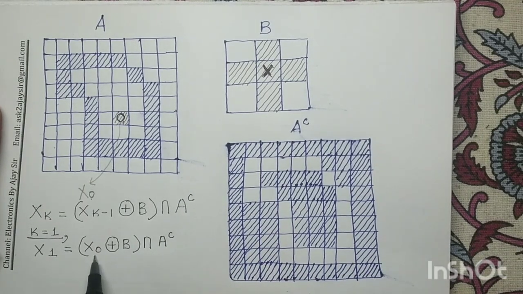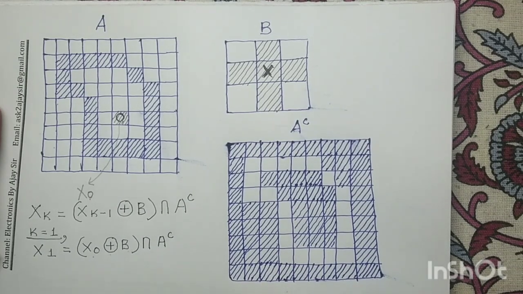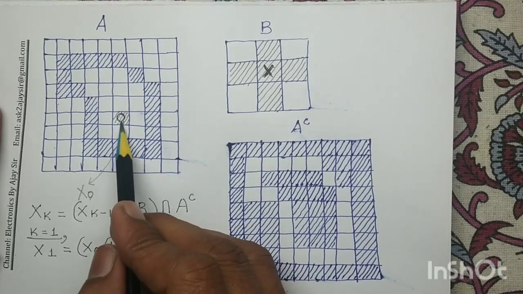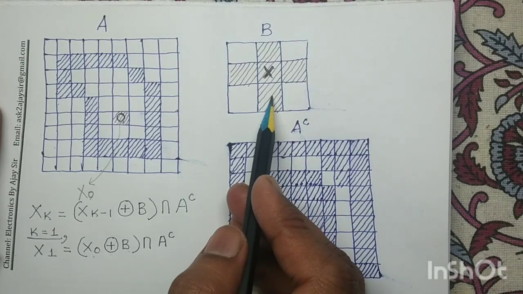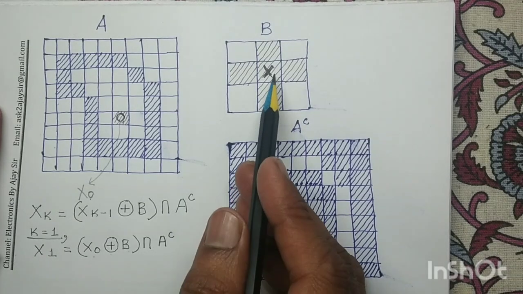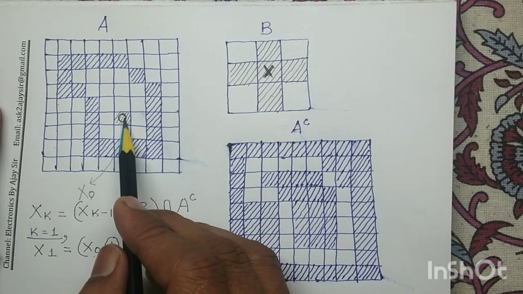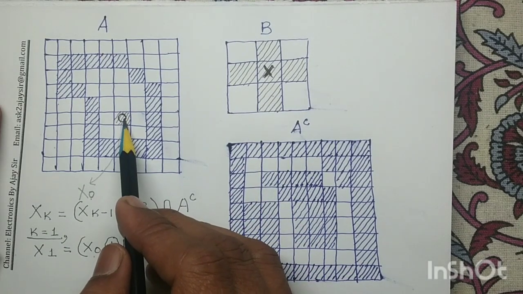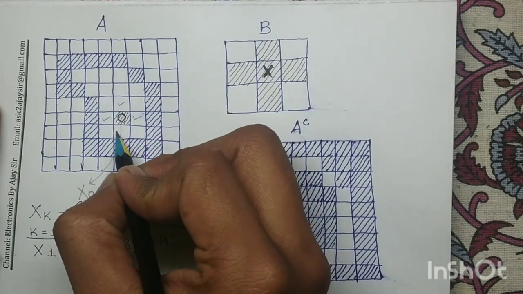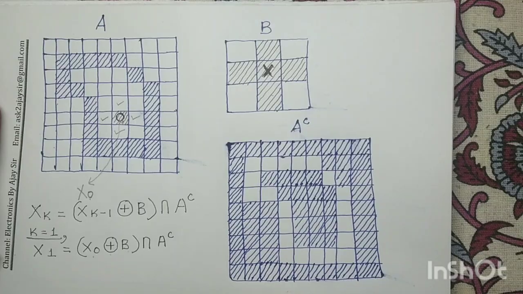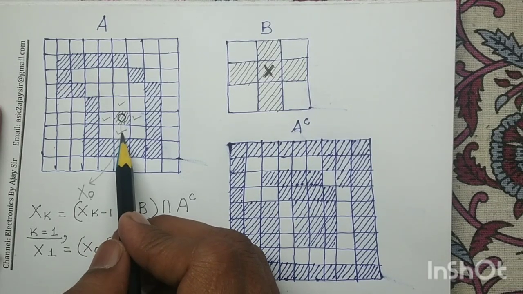So at x0, we have to perform the dilation operation with the structuring element B. This is the point x0. At x0, we will apply this structuring element for the dilation operation. It means the center of this structuring element we will keep here and we will perform the logical OR operation. If you perform the dilation operation, these 4 pixels, which were earlier at logic 0, become logic 1 after performing the dilation operation.